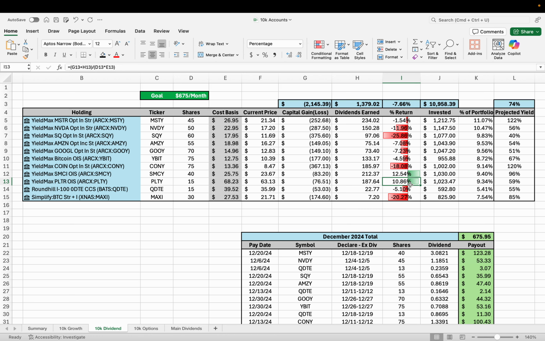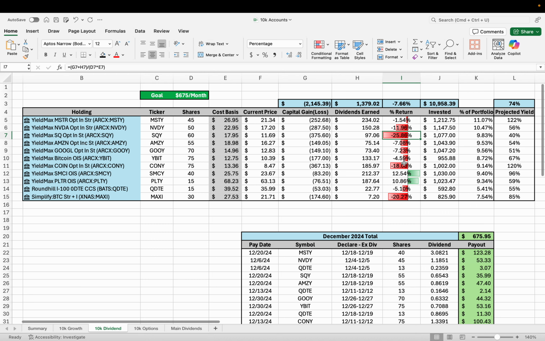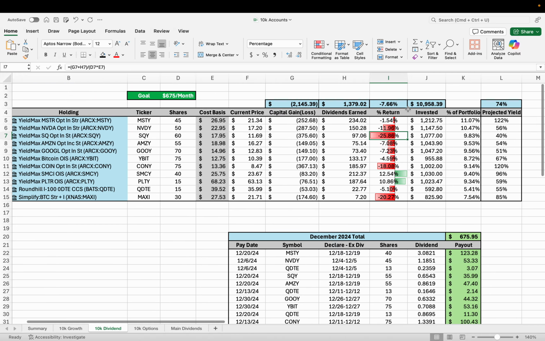11% total return for PLTY, 12.54% for SMCY. Those are the front runners. You know, SQY and MAXI still struggling at negative almost 26% and 20% respectively. But the rest of them have gained quite a bit of ground, working their way back to that zero mark and hopefully into the green. So we are gaining additional money.